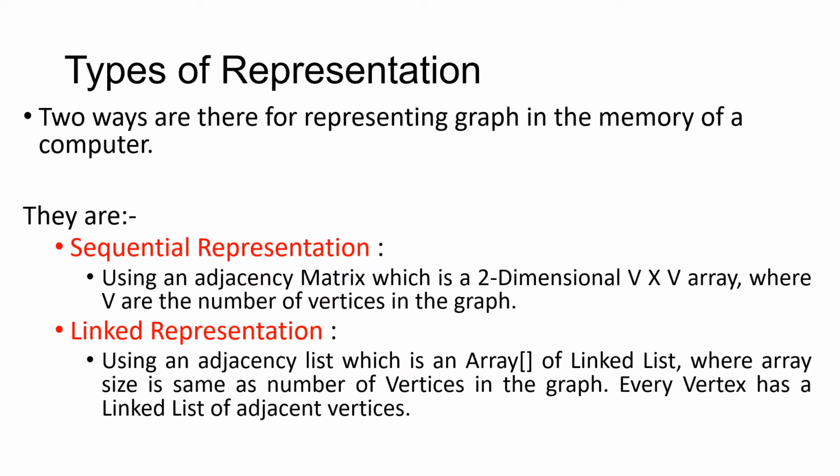Now we will move on to see how graphs are implemented in computer memory. Graphs can be represented either using sequential representation or using linked representation. In sequential representation, graphs are implemented using an adjacency matrix, which is a two-dimensional array of size V cross V, where V is the number of vertices in the graph.